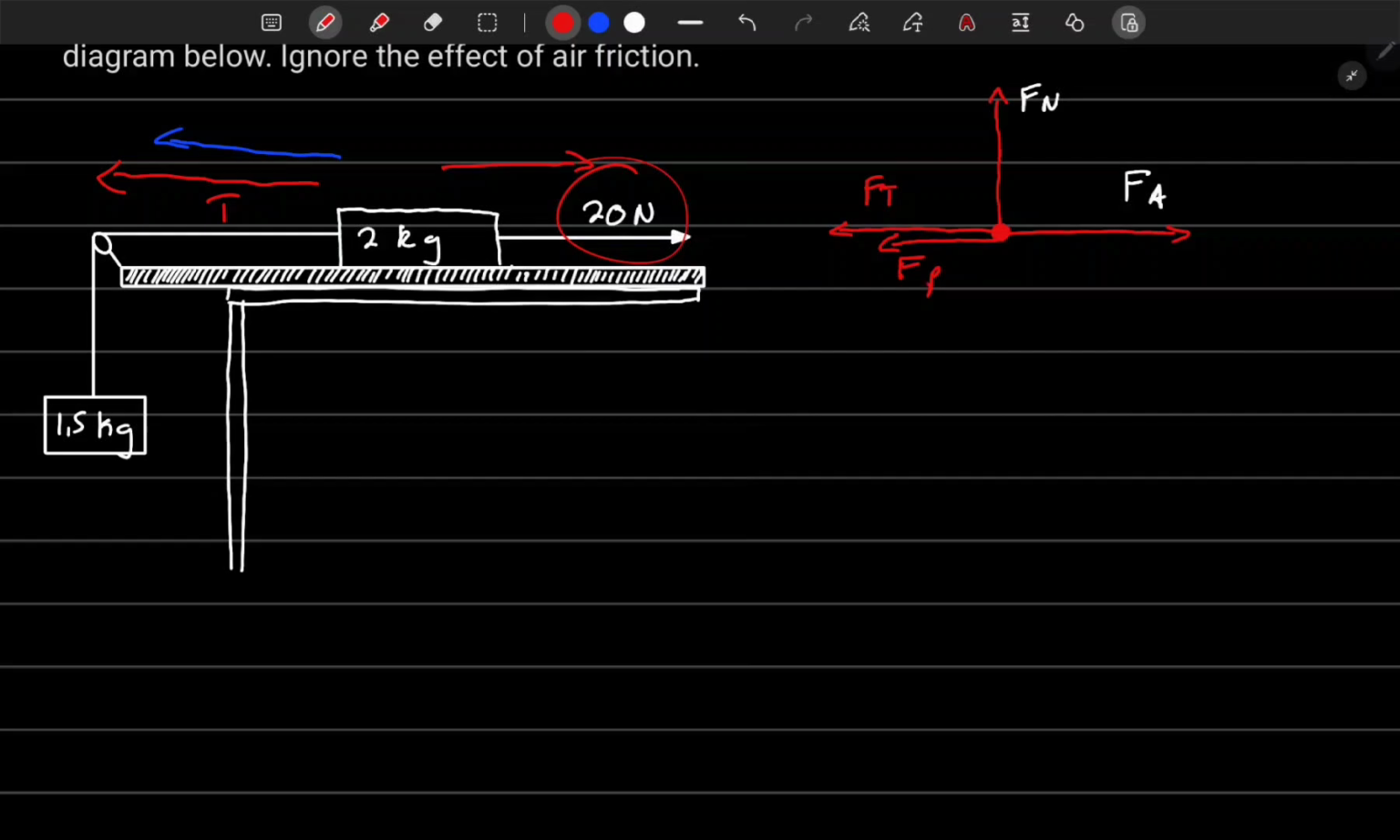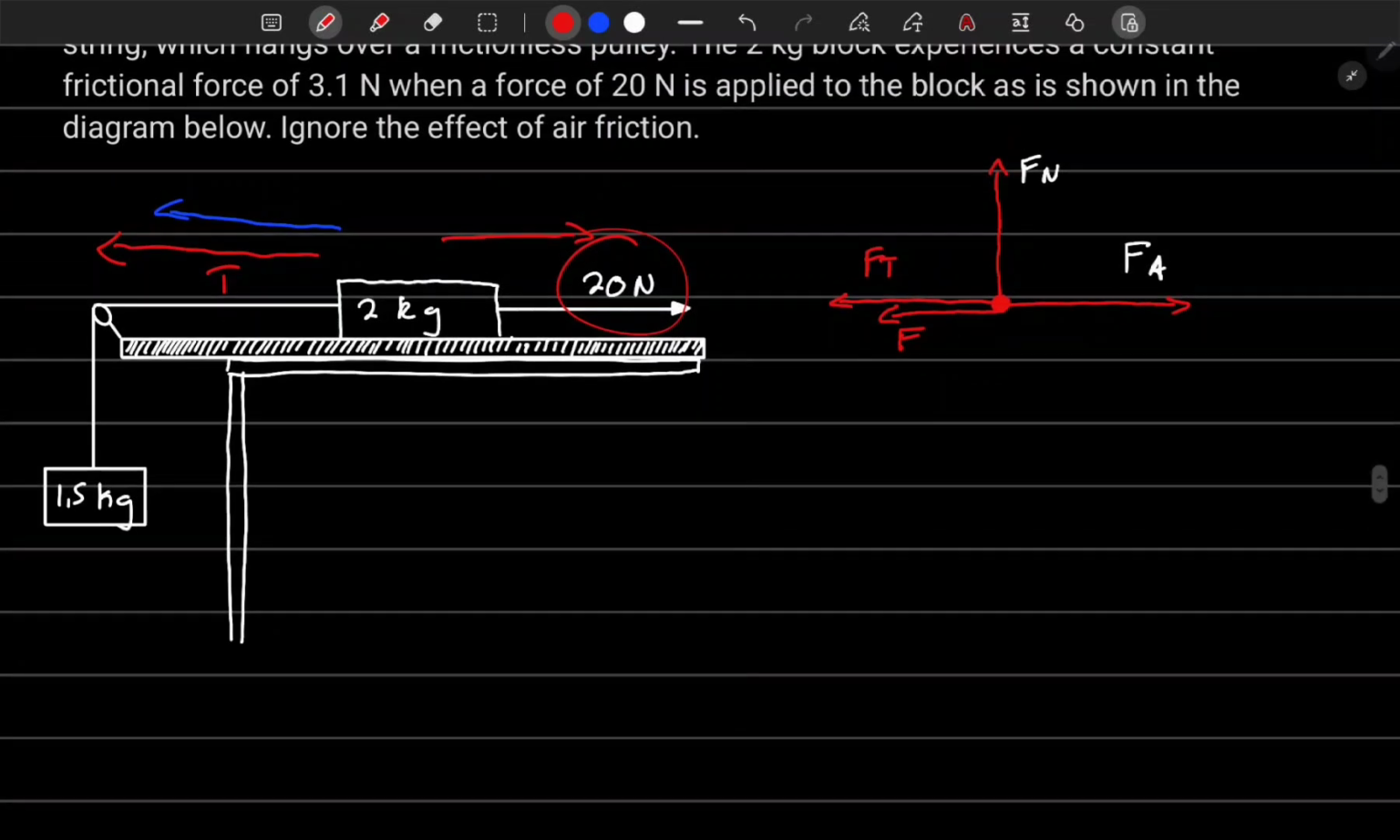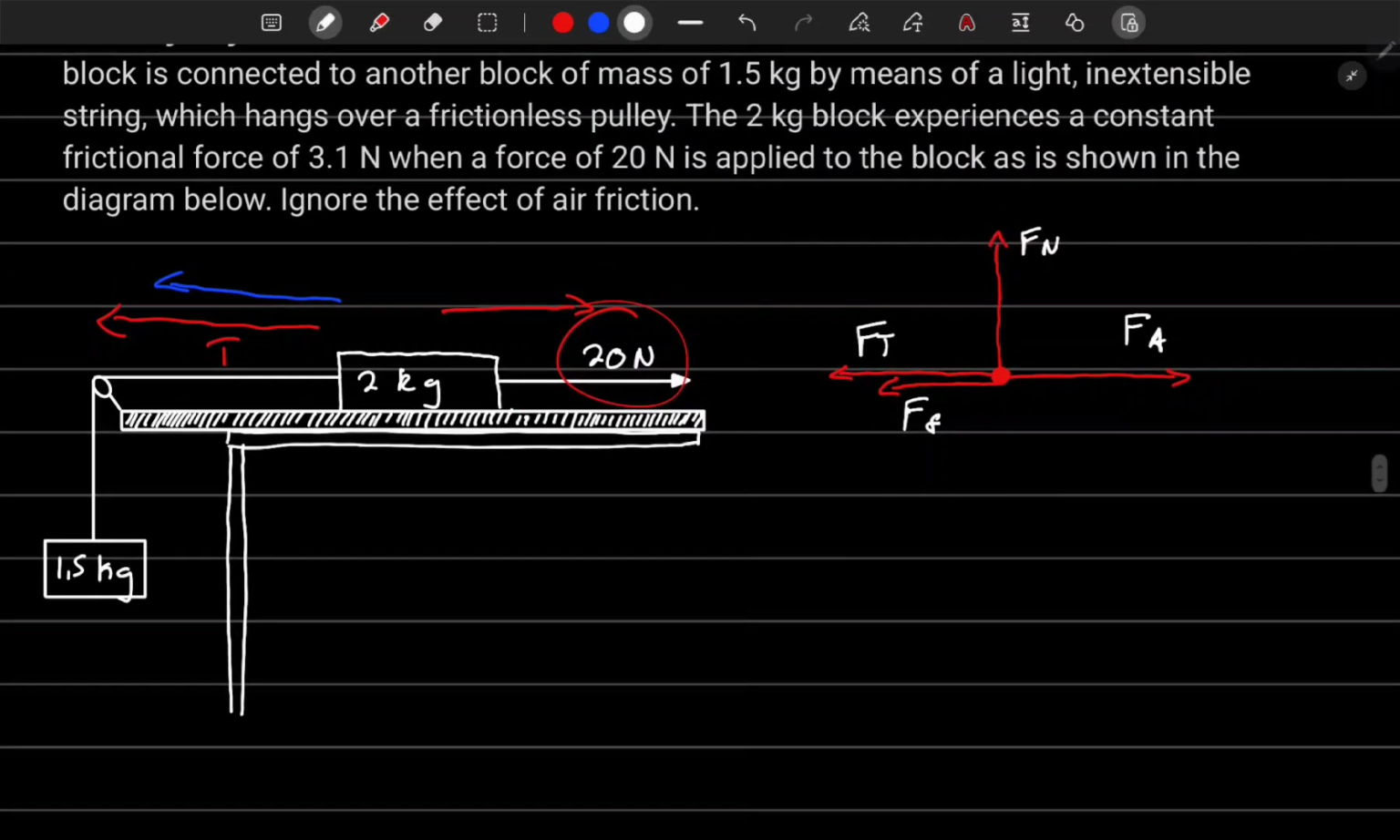However, when the applied force is acting on this object, it's said here that the 2 kg block experiences a constant frictional force of 3.1 newtons when the 20 newton force is applied. So what they're trying to say is that there is a moving friction that is beginning to act of 3.1 newtons, and we call that the kinetic friction because this object is now moving. So this is F of K.